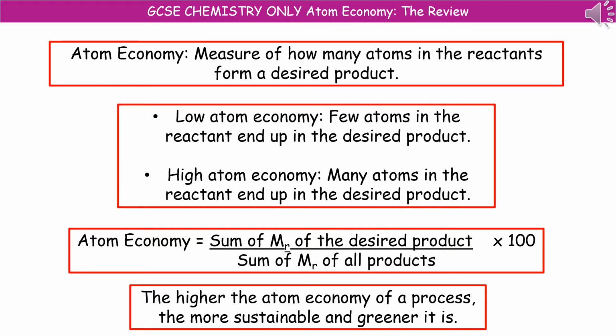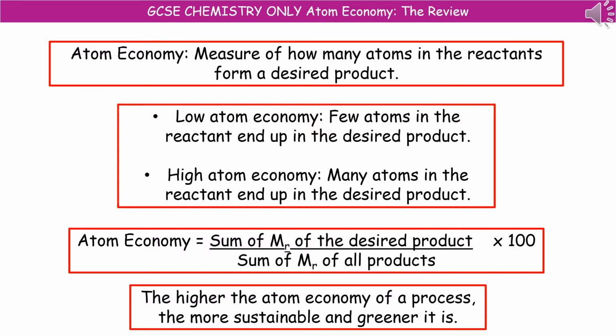So to work out atom economy, it's the sum of the relative formula masses of the desired product divided by the sum of the relative formula masses for all products times 100 because it's a percentage again. And what we find here is that the higher the atom economy of a process, the more sustainable and greener the process is.